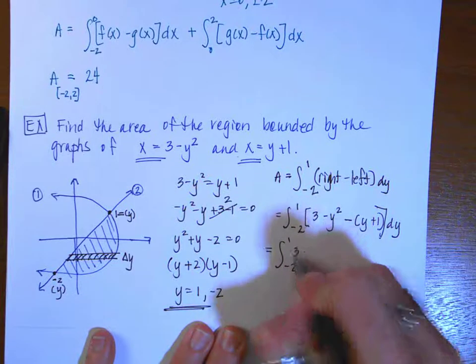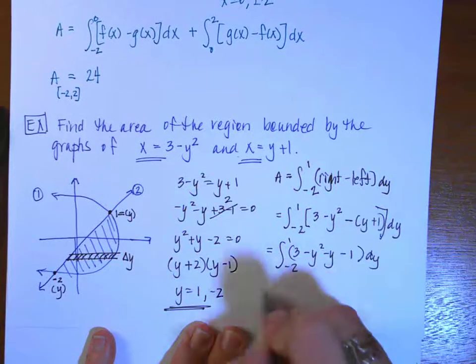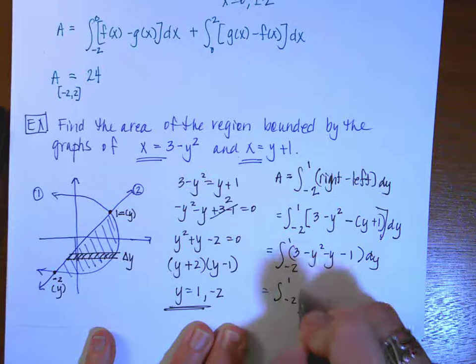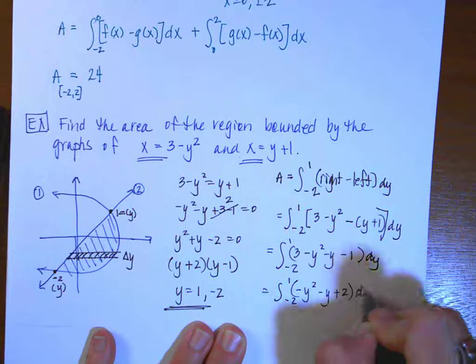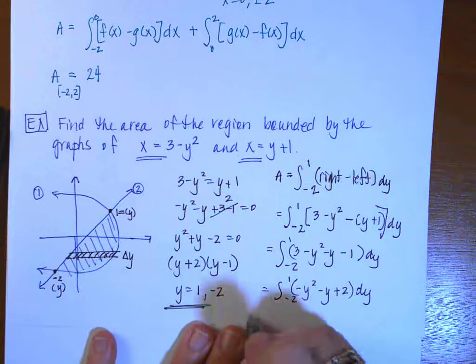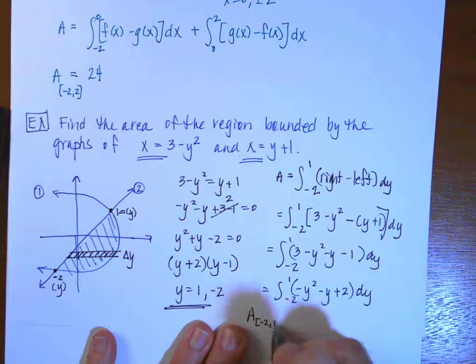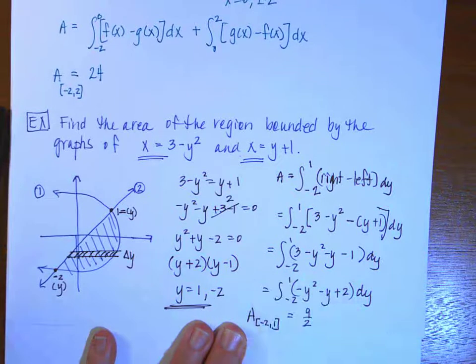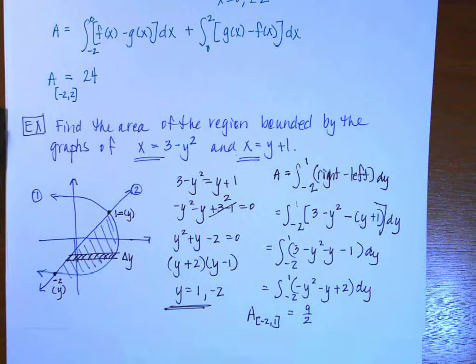So this is 3 minus y squared minus y minus 1, all of that in parentheses. Clean it up a bit: the integral from negative 2 to 1 of negative y squared minus y plus 2 dy. And then integrating, my area between the curves from negative 2 to 1 would be 9/2. And again, I don't have any units to report in my solution.